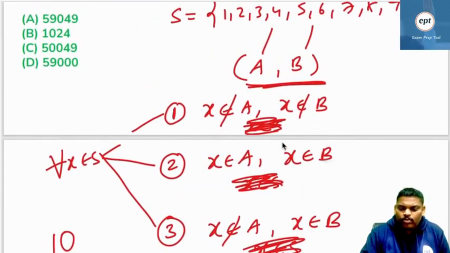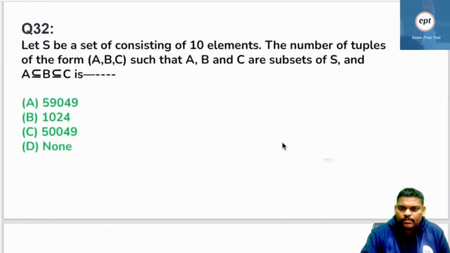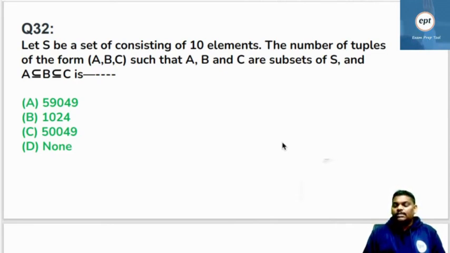I think everyone is fine with this problem. Can you go to problem number 32? Problem number 32: Let S be a set consisting of 10 elements. The number of tuples of the form A, B, C such that A, B and C are subsets of S and A is a subset of B, which is a subset of C, is. Can you try? What is the answer?